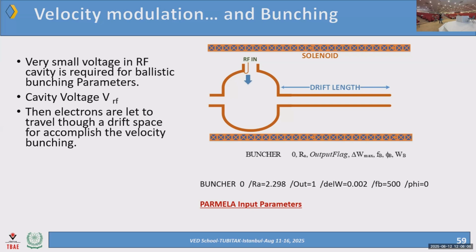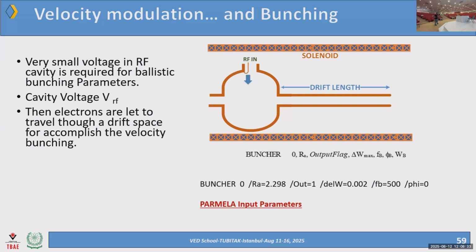I do my RF calculation in that software. It has a line, and you have to make entries. 0 is a placeholder. RA is the radius of this cavity in centimeters. Out flag means, do you want an output at the end of your simulation? 1 is yes, 0 is no.